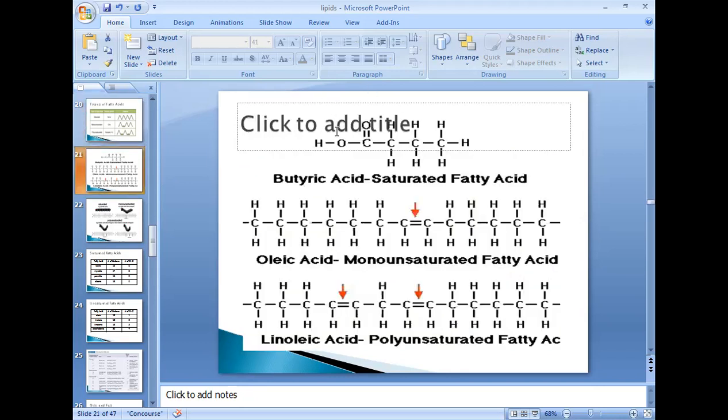See the structure. It is butyric acid, a 4-carbon fatty acid, and it is a saturated fatty acid because of having no double bond in its structure. Similarly, oleic acid is a monounsaturated fatty acid having one double bond, whereas linoleic acid is a polyunsaturated fatty acid because of having two double bonds, more than one.